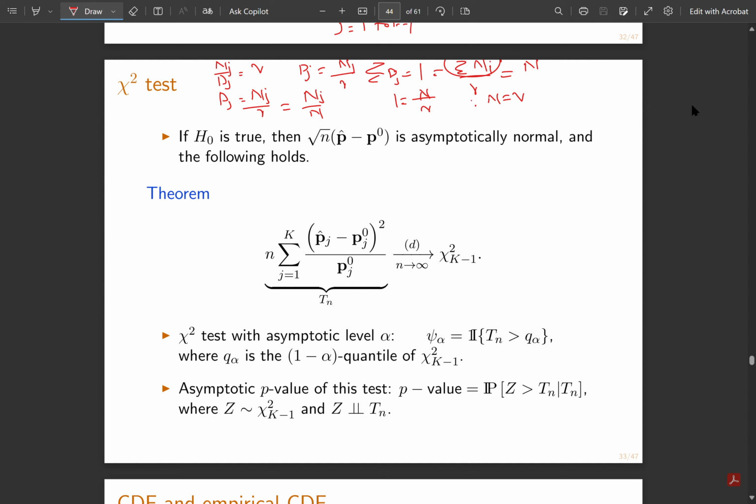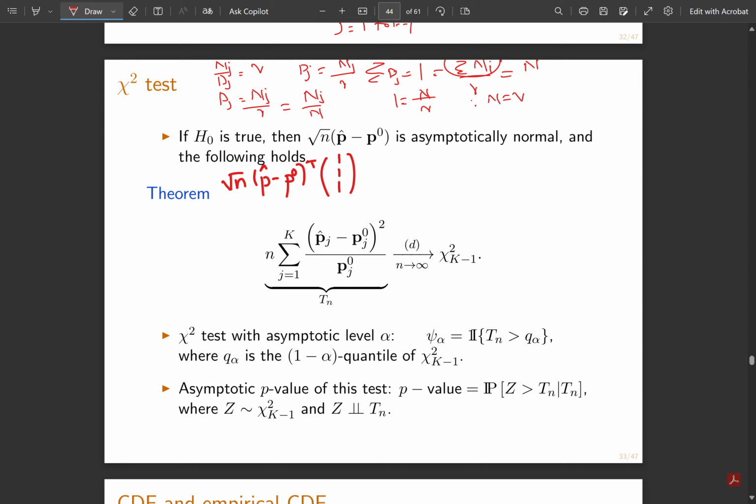What we have here is the square root of n times p hat minus p naught. This is a value that's been provided to us, and we need to transpose this p hat minus p naught, and we're going to multiply by the unit vector, that is 1 1 1, that goes on like that. Now, what is this equal to? Can you tell me?